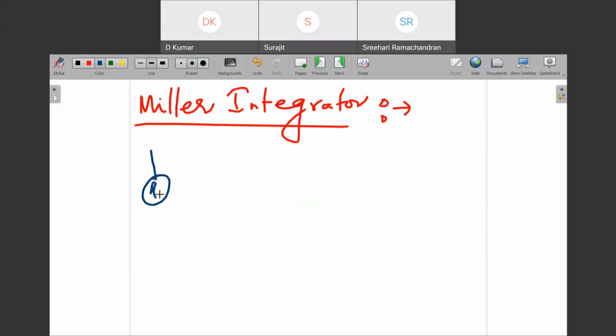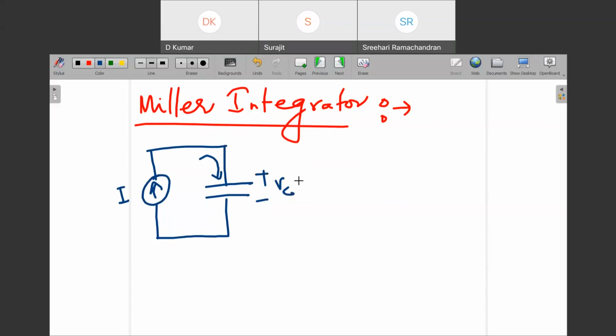This is a current source, right? And in place of resistance, put this guy. So now there is a constant current source, so it will flow through this, and the voltage across will be VC. So what is VC here? VC equal to 1 by C integration I dt.